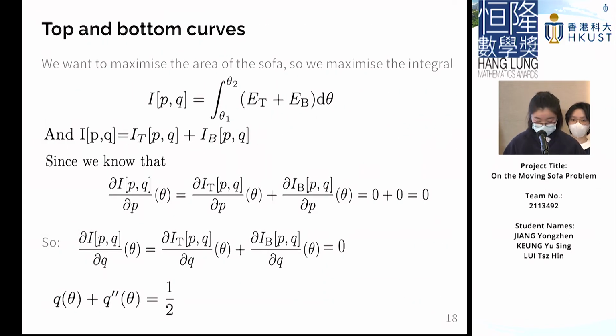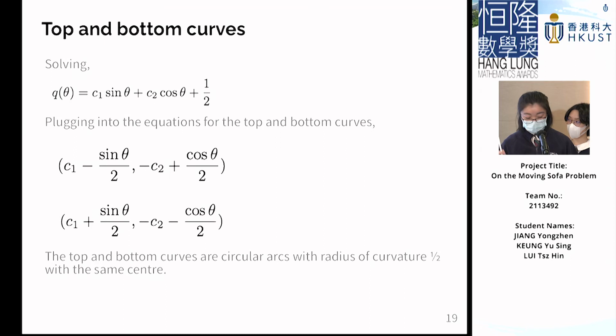So for the top and bottom curves, because the partial derivative of I with respect to P equals 0, setting the partial derivative of I with respect to Q as 0 gives us this equation at the bottom. Solving that gives us Q theta, and plugging them back into HT and HB gives us these 2 coordinates. Now, our conclusion would be that the top and bottom curves are circular arcs with radius of curvature 1/2, sharing the same center.